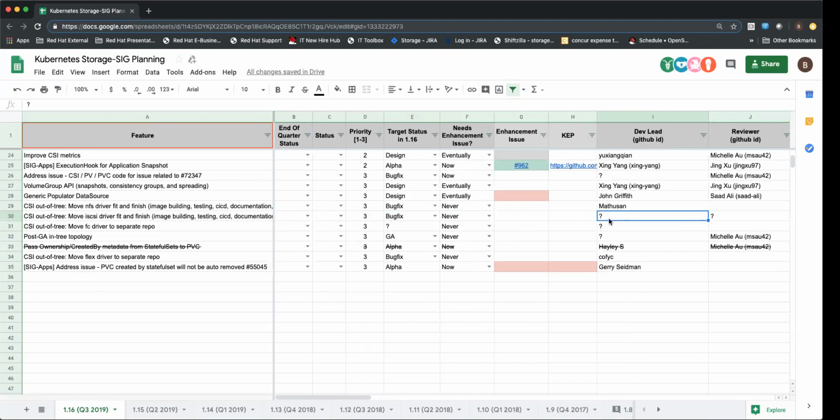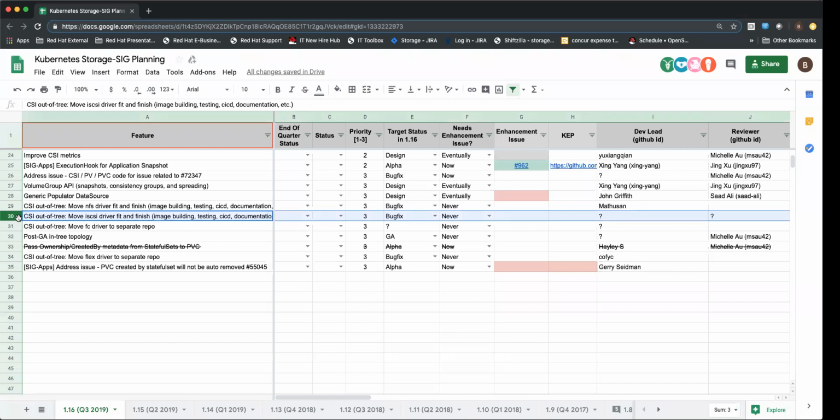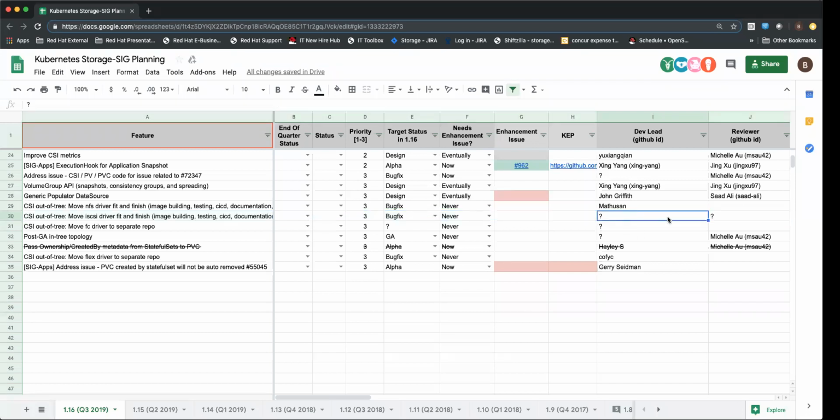I need to check with Fabio and see if he's available for this, but he's quickly becoming our iSCSI expert, whether he wants to or not. By working on the block storage stuff, I think he's got some pretty good experience with this. We don't have a dev lead identified for it. I know John has been doing a lot of work on this.